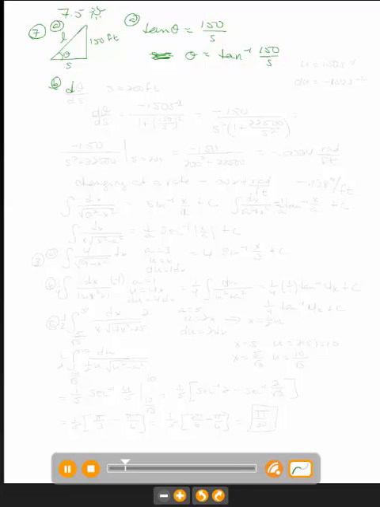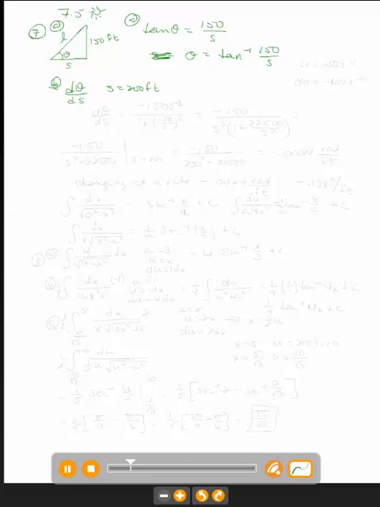Part B wants us to compute d theta over ds when S is 200 feet. Remember, you can't put that in until after you take the derivative. And explain what this rate of change measures. Well, it's the change of the angle with respect to the length of the shadow. So, how do I take the derivative of this?